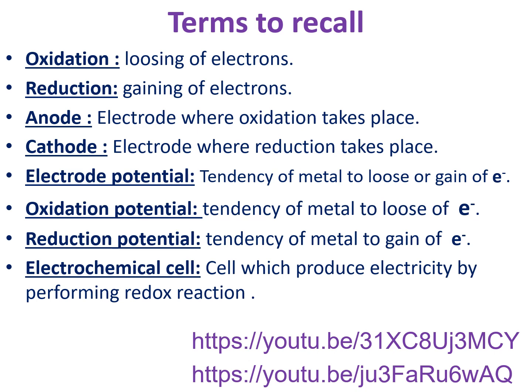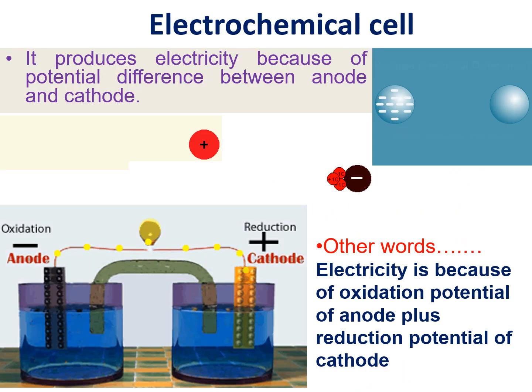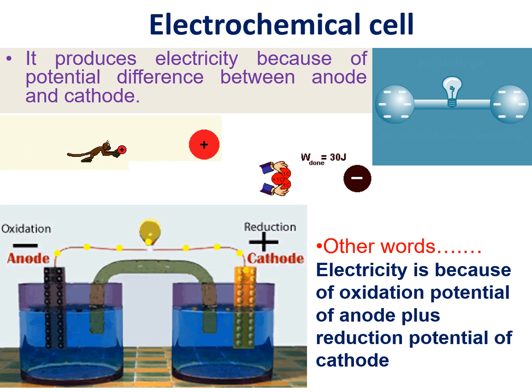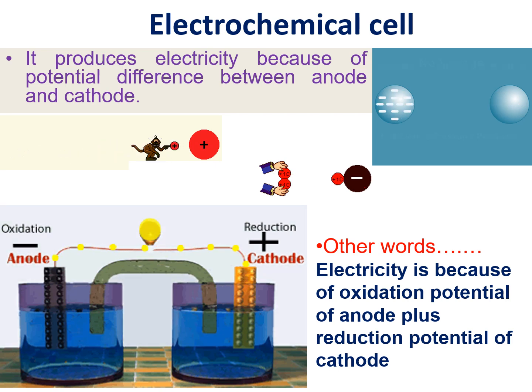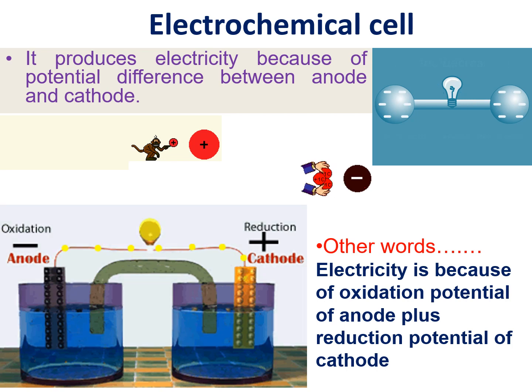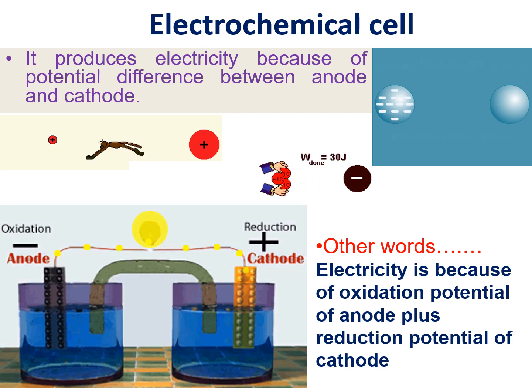Okay, and finally, an electrochemical cell is a device which produces electricity by performing a redox reaction. So what is the electrochemical cell? It is a device which produces electricity by performing a redox reaction. A redox reaction is nothing but an oxidation reaction and a reduction reaction. Oxidation takes place at anode, reduction takes place at cathode. That means at anode electrons are generated. Oxidation means losing of electrons. That's why at anode electrons will be generated.